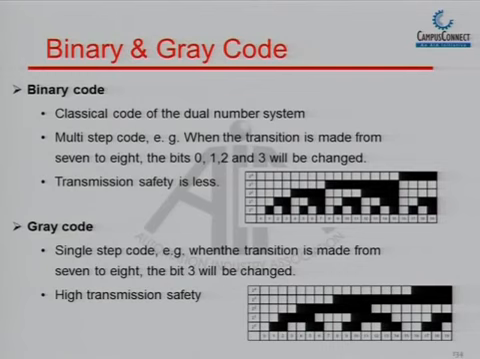This is what you said, sir, binary and gray code. In case of binary, more than one bit changes, but in case of gray code, only one bit changes from one position to the next. So there is a possibility that noise can obstruct in case of binary, but in case of gray code, since only one bit is changing, noise does not interfere.